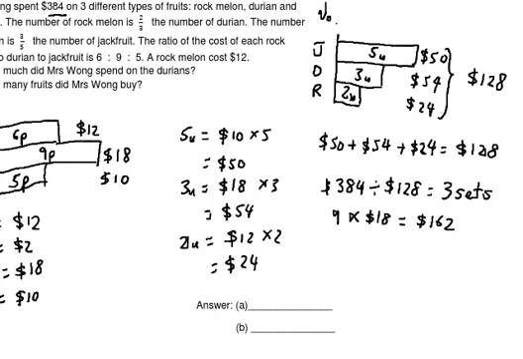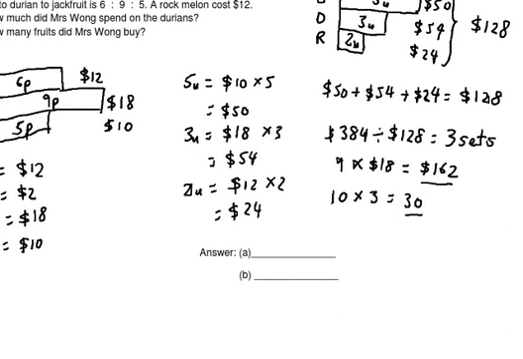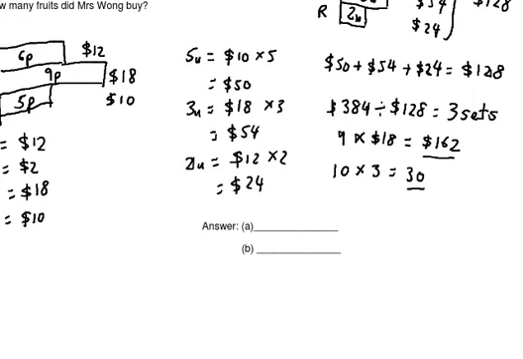Then next, how many fruits did she buy? So we know that in one set, what's the total number of fruits in one set? 10, right? Because 5 jackfruit plus 3 durian plus 2 rock melon is 10, right? So one set there's 10 fruits times 3 sets equals 30 fruits altogether. So 162 and 30. So remember to write your answers clearly at the bottom. $162 and 30 fruits altogether.